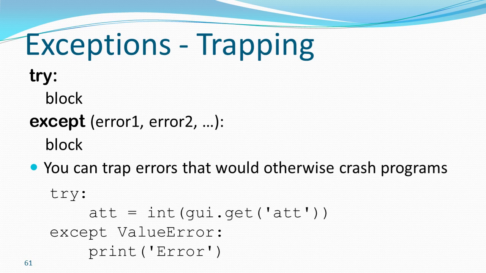So here's an example. We should have try colon and then indented att equals an integer of GUI.get att. And let's say the user types in an invalid value, then that's going to execute what is under the except ValueError colon. And right now we just have print error, which would just show up in the shell window.